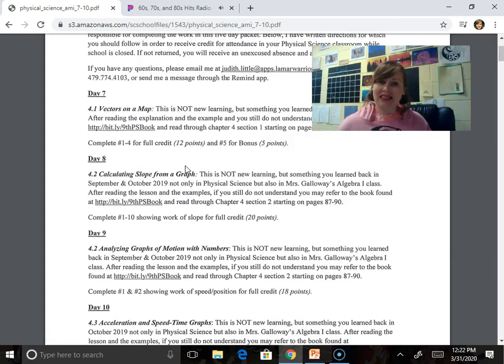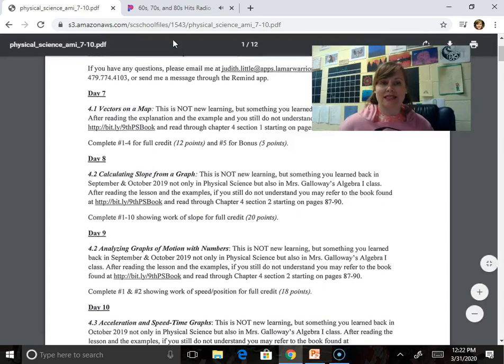So that's what we're looking at this week, still working on graphs. Like I said, and I'll say it a lot of times, I still need work on graphs, and I look at graphs all the time when it comes to scientific research. So if they still don't understand it, and I have covered this in Mrs. Galloway's Algebra 1 class, because the same time that I taught it is the same time they learned over there.